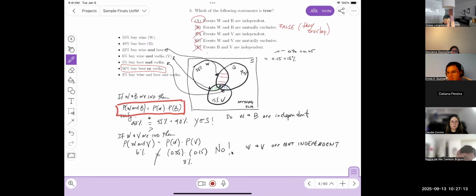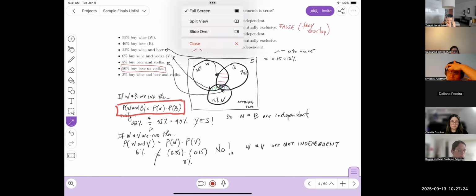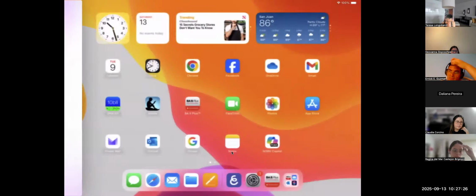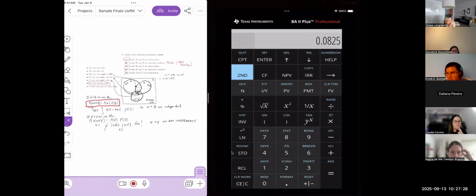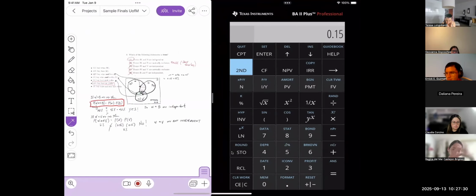B and V. So if I multiply 40 and 15, do I get the blue? Do I get 5%? So 40 times 15. I get 6, not 5. Okay, so it's false as well. Good. Okay, you guys feel smarter?